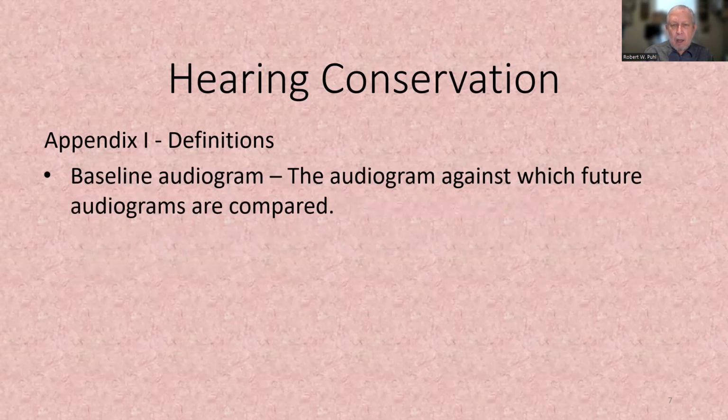Baseline audiogram: the audiogram against which future audiograms are compared. In other words, you first come into the company, you get your hearing tested, and they don't know if it's good, bad, or different. It's your hearing, and pretty much everybody's is different. So next year, when you get another hearing test, they're going to test it against this one to see if there's a change. And if the change is significant enough, that's called the standard threshold shift.